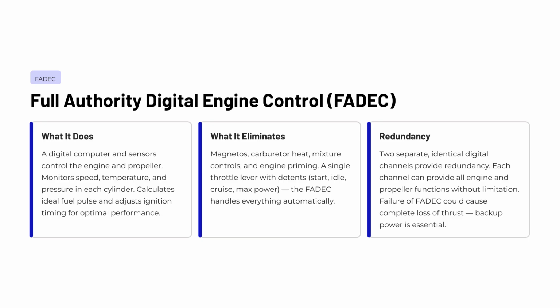Reliability is addressed through redundancy. FADEC uses two separate identical digital channels, and either channel alone can provide full engine and propeller function without limitation. However, it's critical to understand that a complete FADEC failure could result in total loss of thrust. Because of this, backup power to the FADEC system is essential and must be maintained. Always verify your backup power source is functioning as part of your pre-flight and normal operating procedures.